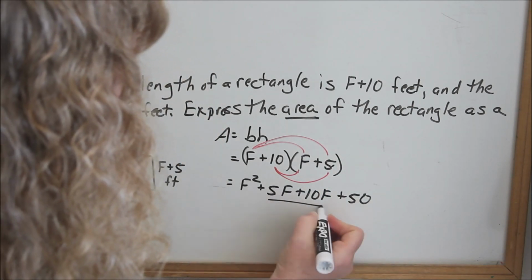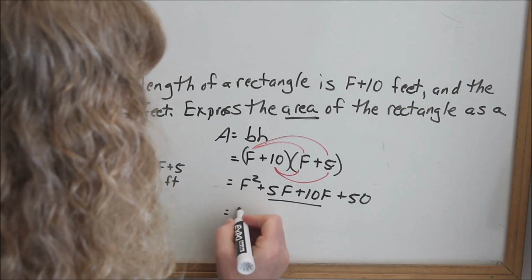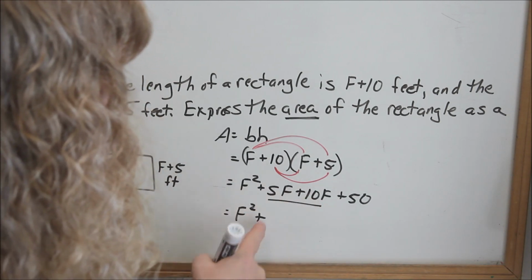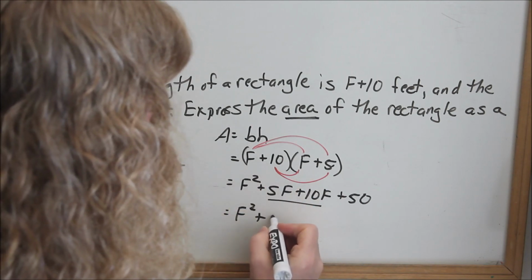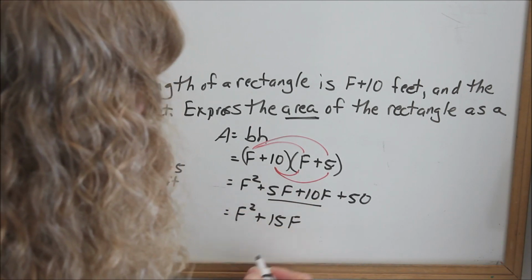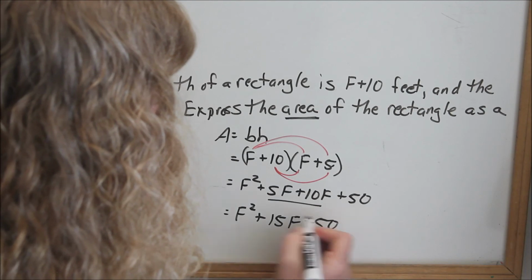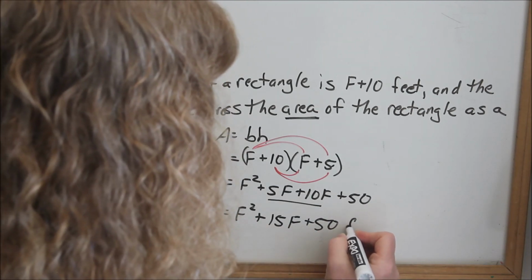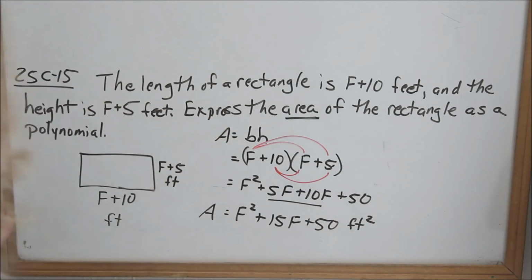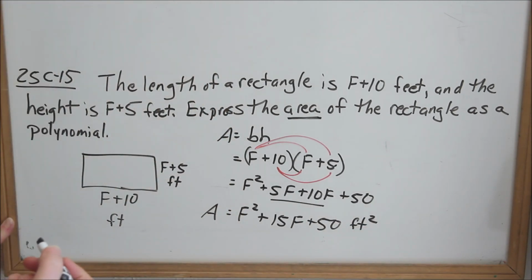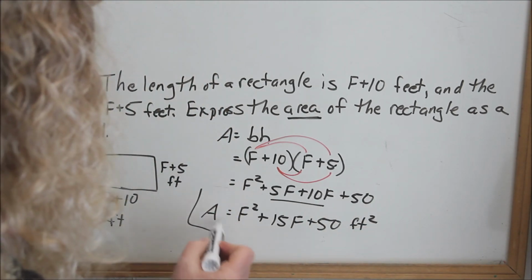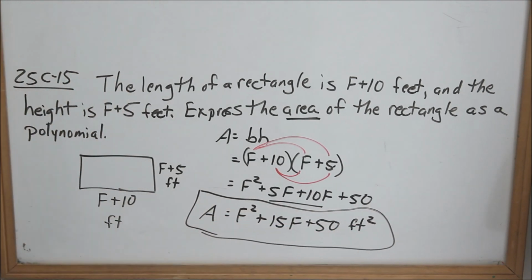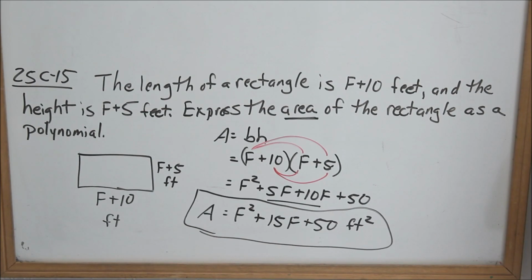Now we combine like terms. So f squared, positive 5 plus 10. I have 5 and I have 10 plus 15. You're adding at that point, plus 50. That's my area, and then area is always in square units, so that would be feet squared. Since they mentioned units, you need to mention units. So it says to express the area as a polynomial, and so that would be your area as a polynomial.